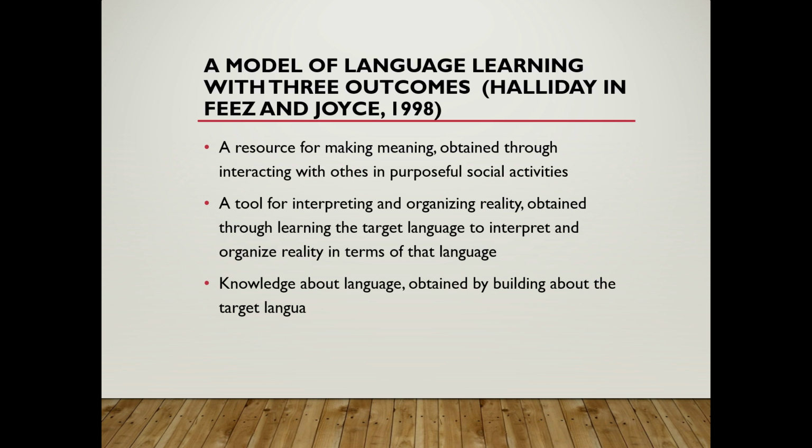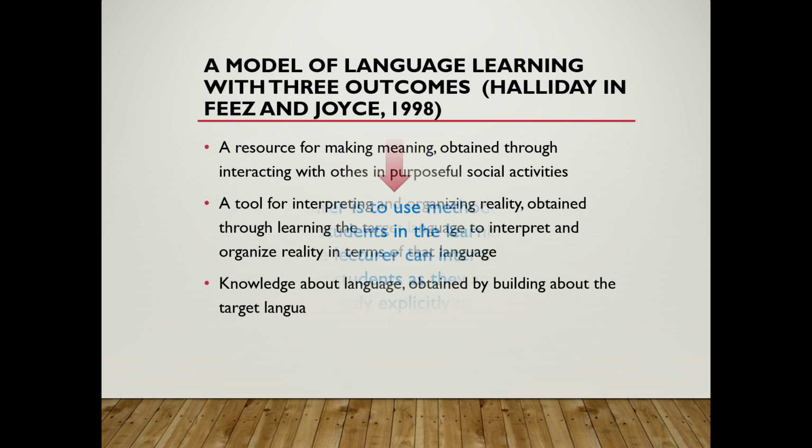And a model of language learning with three outcomes, based on Halliday in Fish and Joyce 1998 also, that we are going to get: a resource for making meaning and change through interacting with others in purposeful social activities, and a tool for interpreting and organizing reality, obtained through learning the target language to interpret and organize reality in terms of that language. Knowledge about language obtained by building knowledge about the target language.